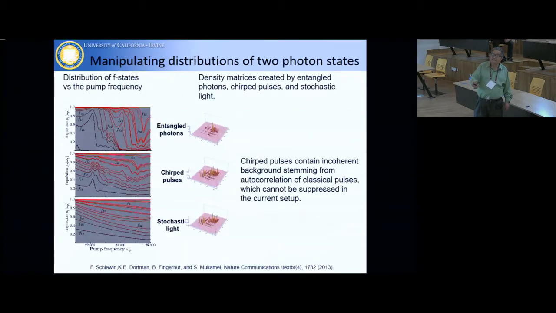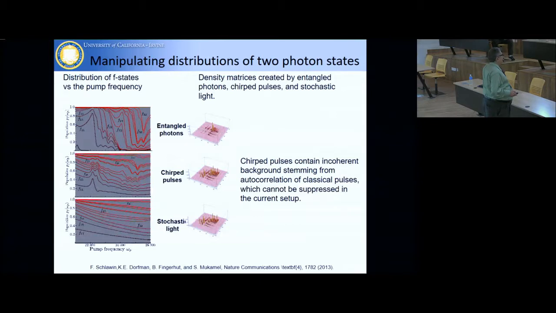you can get something, but it's much less sharp. The resolution is much less. And if you use stochastic light, you completely lose the frequency resolution, because with stochastic light, you have short, it's broad, so the frequency doesn't show anything. And so chirped light can be intermediate between the entangled and the stochastic.